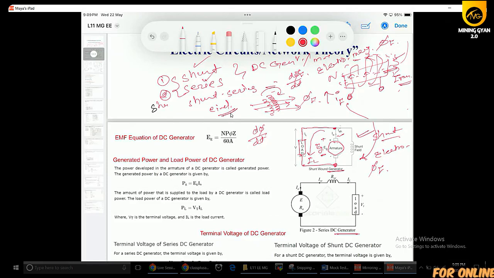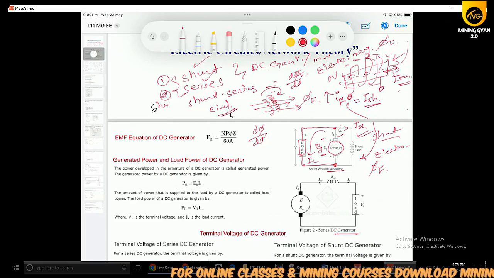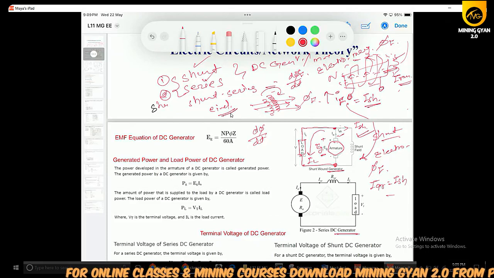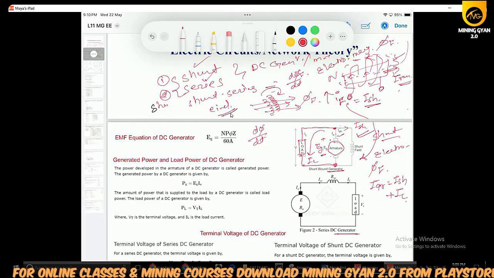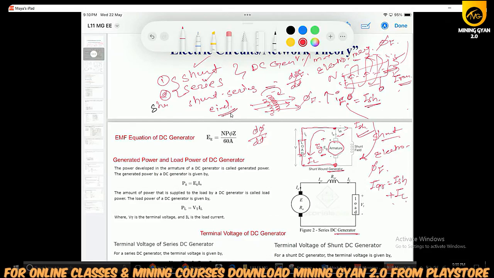And the shunt field will have what? ISH, that is the shunt current. Obviously this IF is the ISH because this is the shunt winding. So IA, total armature current, will be equal to ISH plus I load. The load current is IL, and this ISH is the shunt field current.